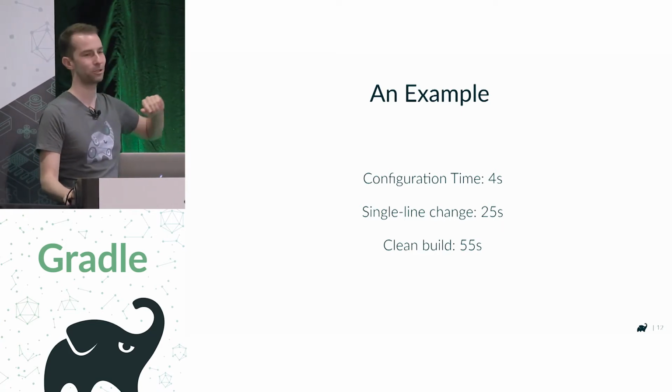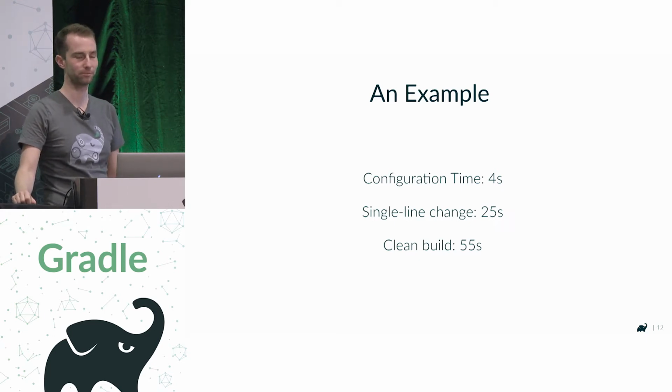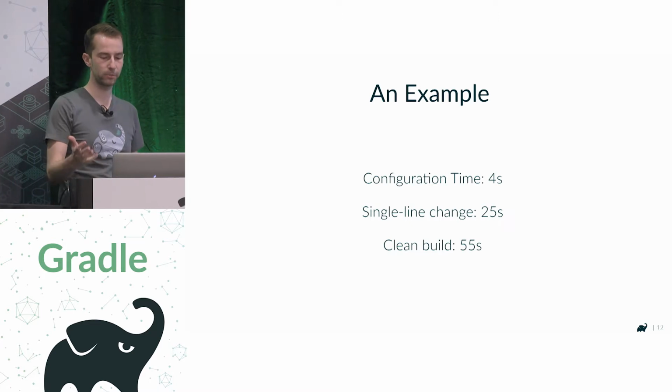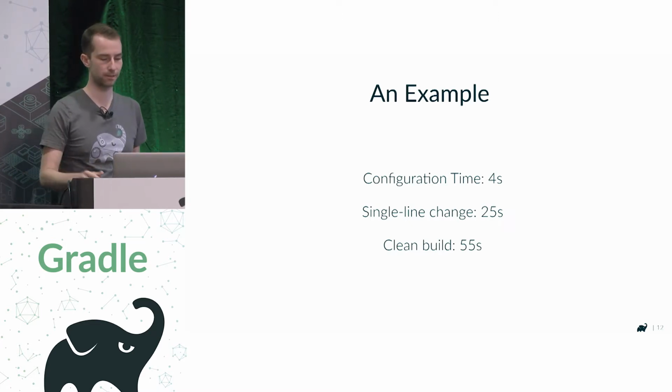A single line change took 25 seconds. So just imagine you change a method body and you click run, and then you have to wait almost half a minute to know whether it works. Terrible. And the clean build is 55 seconds, which doesn't sound so bad until you realize how fast it could be.